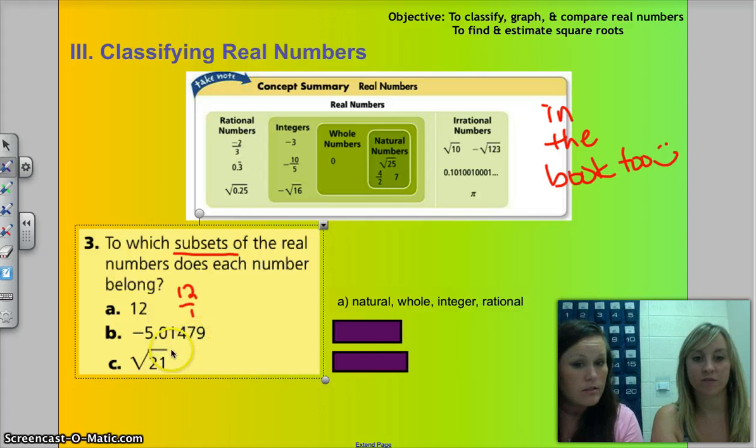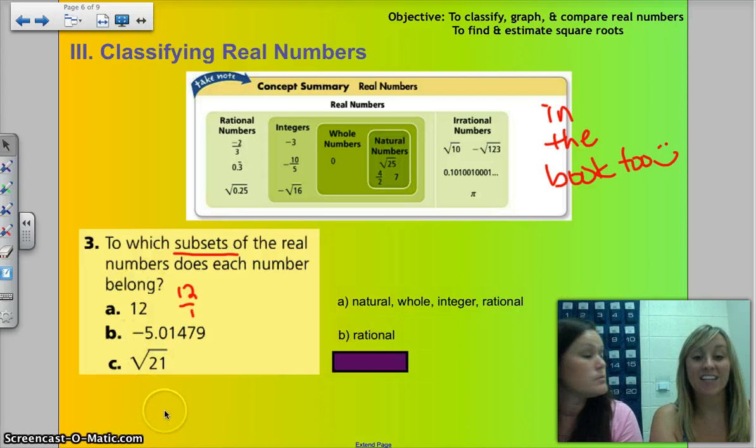I know I can write this as a fraction because it's a terminating decimal. So I know that this is also negative. So negative ultimately takes out natural and whole. So this is not also an integer because it cannot be written on that number line. It's only rational. Do you agree? Perfect. Agreed.